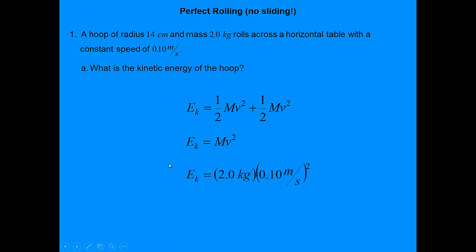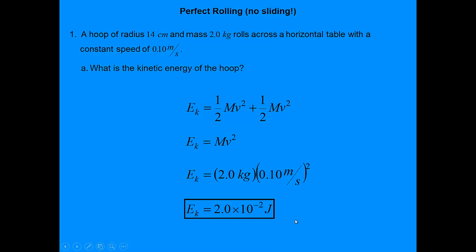Plug the numbers in, and you will get roughly 2.0 times 10 to the negative second, just to keep a couple of sig figs, joules in this case. Don't forget to square this part. The units work out to be kilogram meters squared per second squared, which is a kilogram meter per second squared times a meter, which is a newton times a meter, which is a joule.